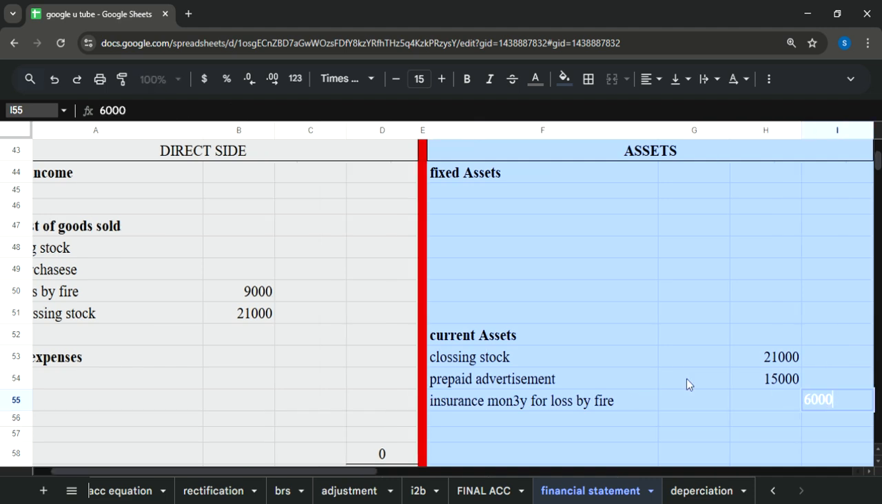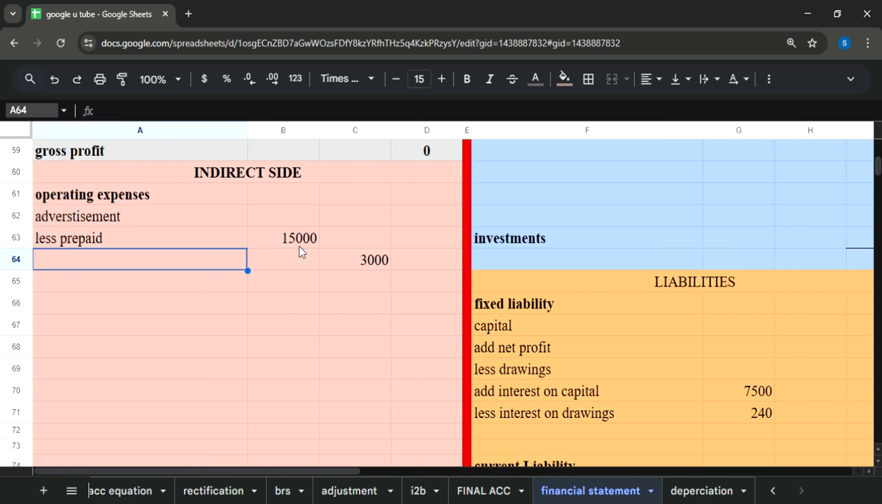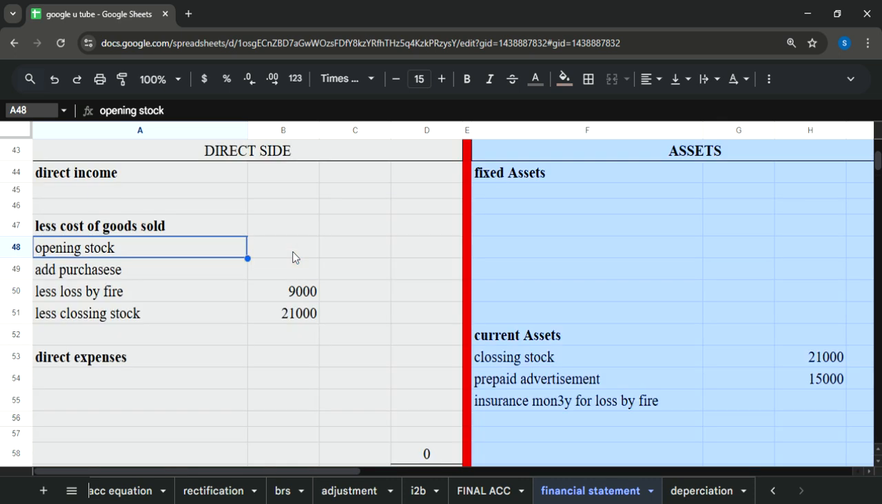Now you can see that actual loss was 9,000. Insurance company is paying only 6,000. So what had happened? In operating expenses, you will mention that loss of 3,000 rupees. Actual loss by fire is 3,000. Understood? Once again, I'm telling you, 9,000 was loss of stock.